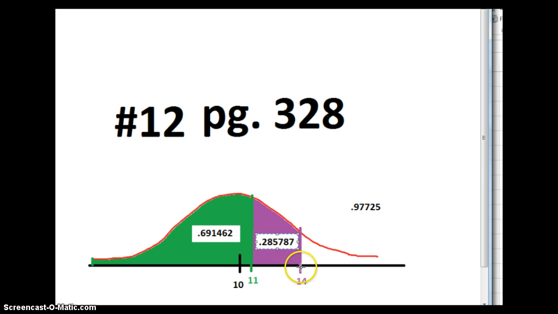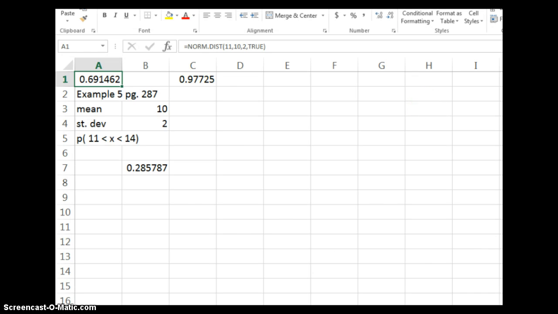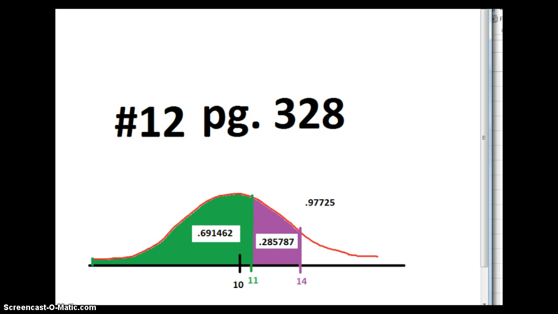And then the chances that x is anything 14 or less comes out to 0.97725. And again, we got that from Excel, or you can use the back of the book. So if you think about it, 0.97725 would be all this shaded in purple and all this shaded in green, all those numbers.